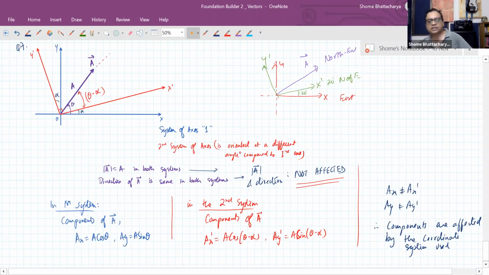The inclination with the coordinate frame changes, so accordingly the components change. But that doesn't affect the vector arrow. The vector arrow is still pointing wherever it was pointing earlier. That is the meaning of saying that the direction is independent of that.